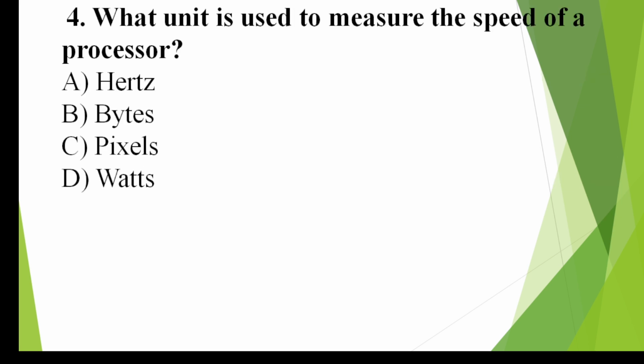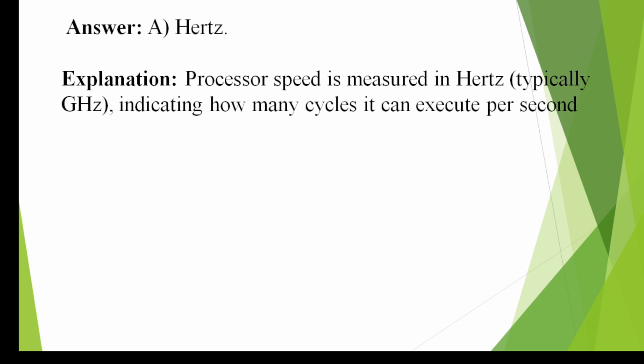Let's move to question number 4. What unit is used to measure the speed of a processor? A. Hertz, B. Bytes, C. Pixels, D. Watts. The correct answer is Hertz. Processor speed is measured in Hertz, typically GHz, indicating how many cycles it can execute per second.